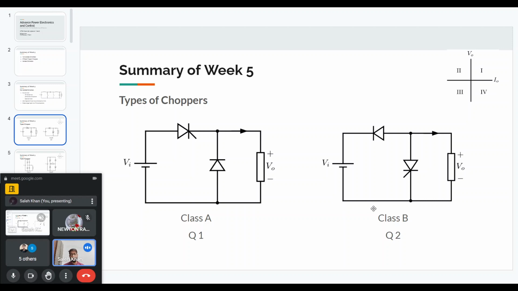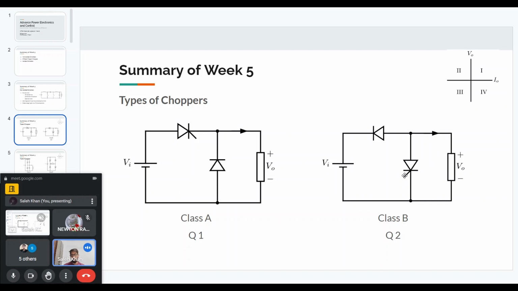So class A and class B choppers are called single quadrant choppers. Class A is just a buck converter or a buck chopper. The output voltage will be less than the input voltage, and the power will flow from the input side to the output side. So the output voltage and output current both will be positive. So it is quadrant one. It is a class A chopper.